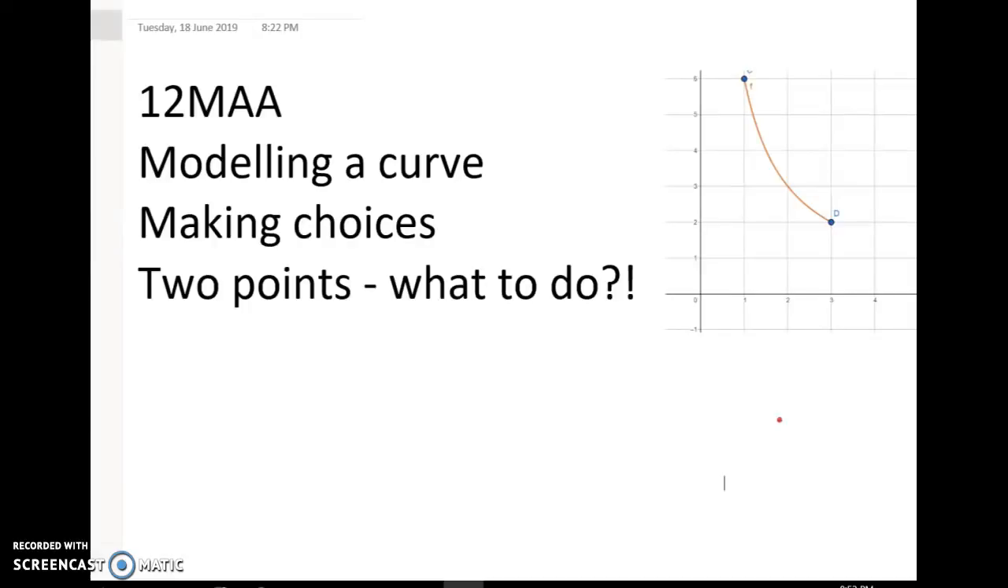This video is going to look at how we can choose which function to use to model a curve. And there's not one right answer here. I'm giving you 2 points, and I want you to see that there are several different options that are going to fit that curve quite well.